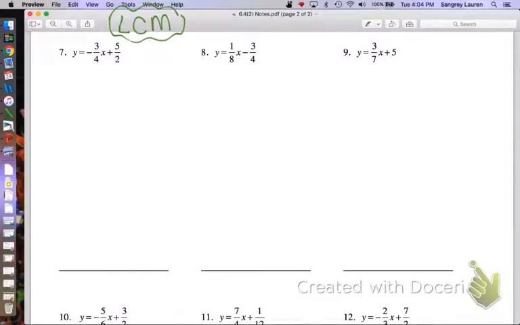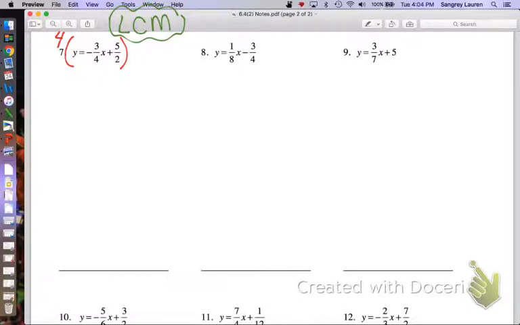So the least common multiple between 4 and 2 is 4. Think of it like finding a common denominator, but the smaller common denominator that you can find, the easier it's going to be. So we need to find a number that 4 goes into nicely and 2 goes into nicely. So 4 would be our best bet. It's the smallest number that 4 and 2 both go into nicely. So that's how we choose what number to multiply everything by.